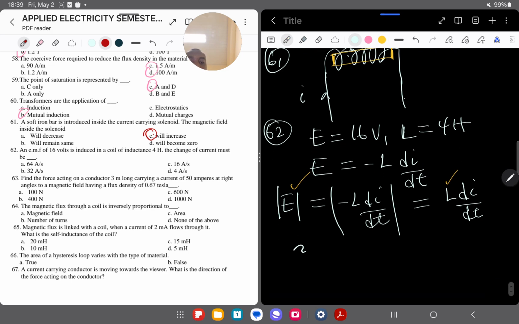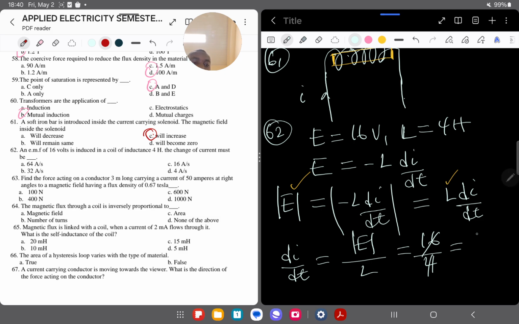By doing so, we get the rate of change equal to the magnitude of the EMF over the inductance. So we get 16 over the inductance, which is 4. We can just see here 16 divided by 4, that is going to give us what? 4. Remember the unit here is amps per second, the rate of change. So the answer for this is what? D, right? So question 62, the answer is D.